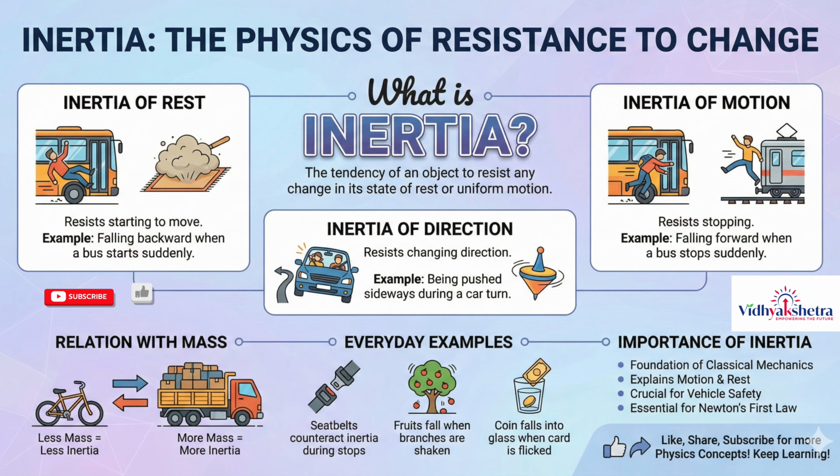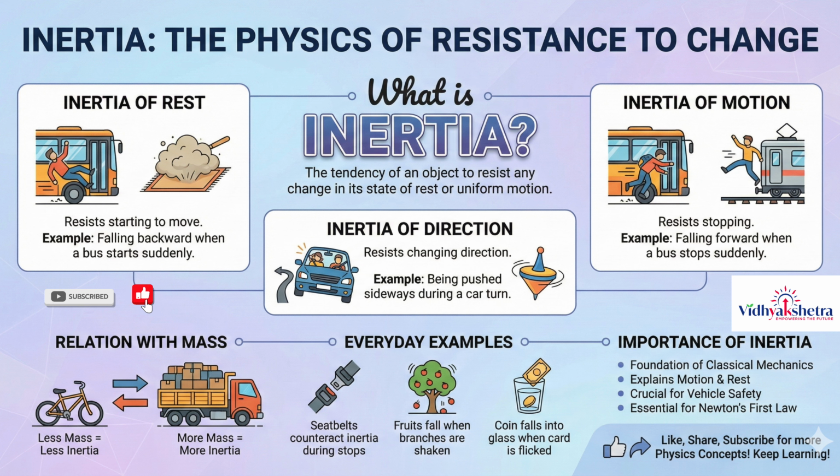Introduction to inertia. Inertia is a fundamental property of matter. Every object around us, whether moving or at rest, resists any change in its current state. This resistance to change is known as inertia. Inertia explains why objects do not start moving on their own, and why moving objects do not stop suddenly unless an external force is applied.